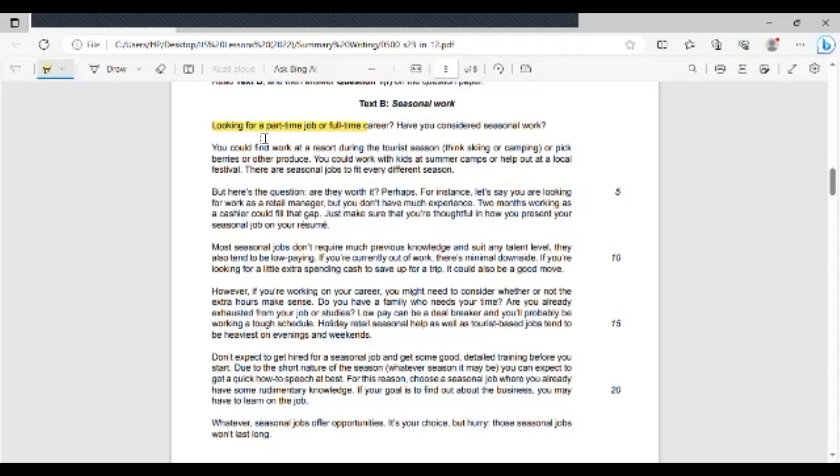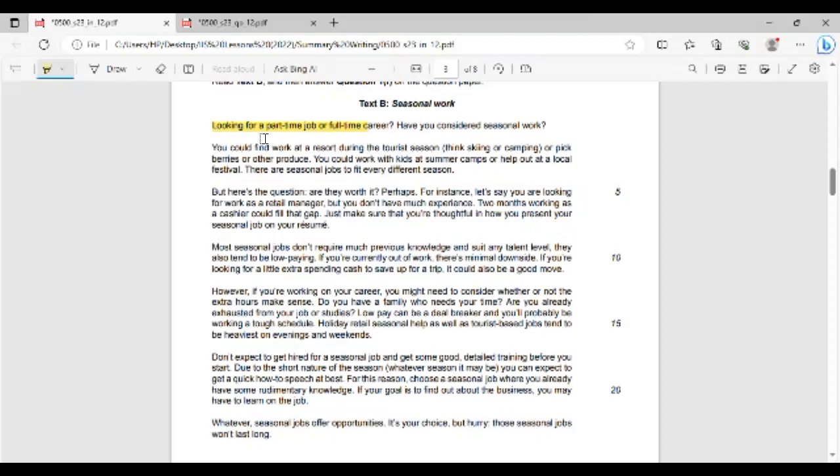That's the first point I see here. But this point is not obvious. It's not explicit. It is implicit. Have you considered seasonal job? So it means that one of the advantages of seasonal jobs is that they could be on a full-time basis or they could be on a part-time basis. All right, so that's the first. But this point is not explicit, it's implicit. You have to read in between the lines. You have to think. Let's move on to the second paragraph.